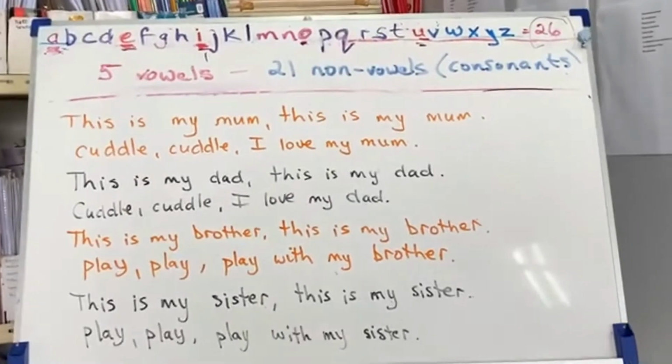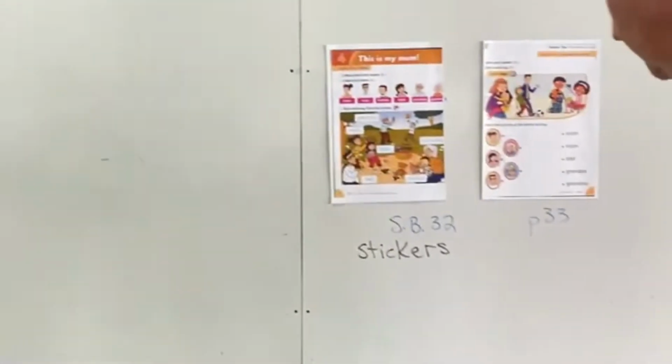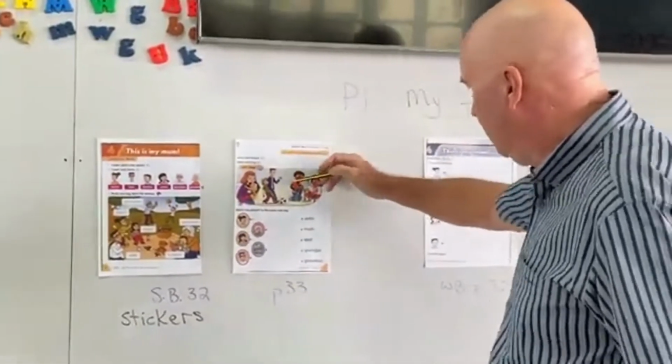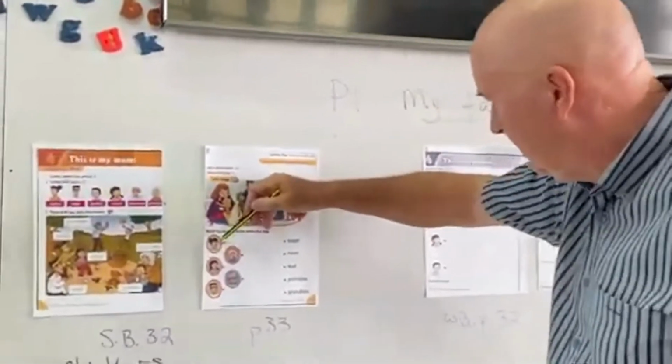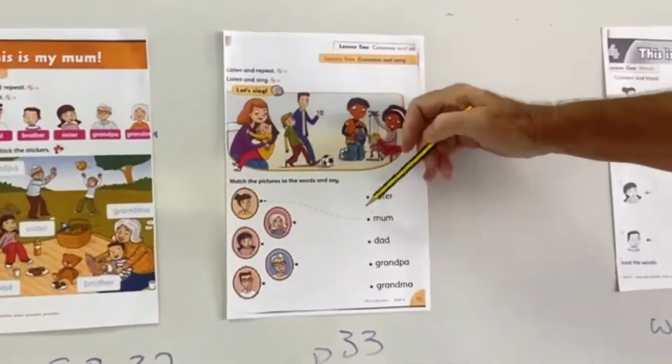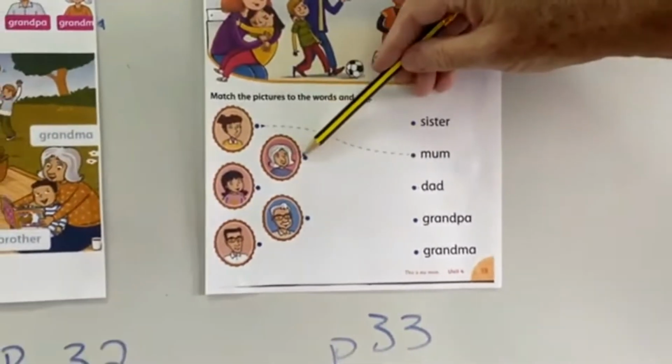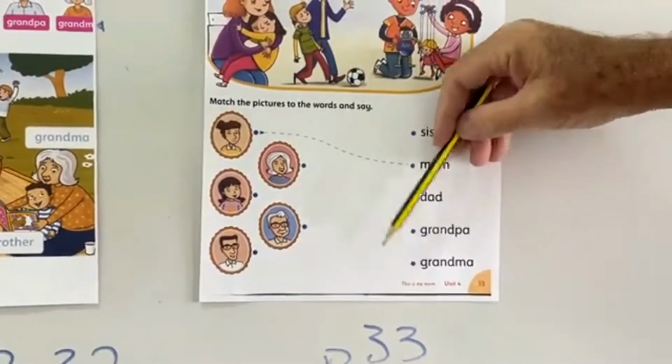Okay, let's go back to our books. Right, so we can put the stickers on page 32. Page 33, here's Mum. Who's this? Grandma, right? So we draw the line to Grandma.